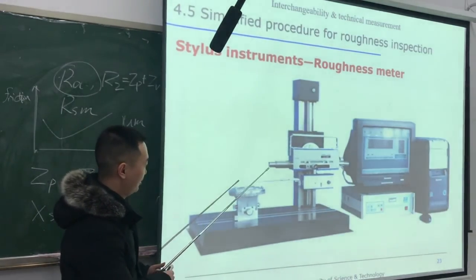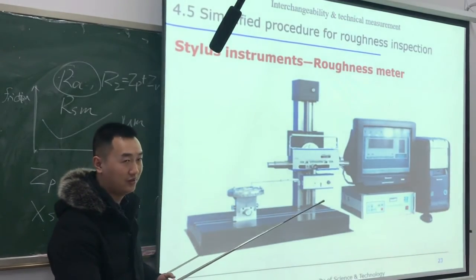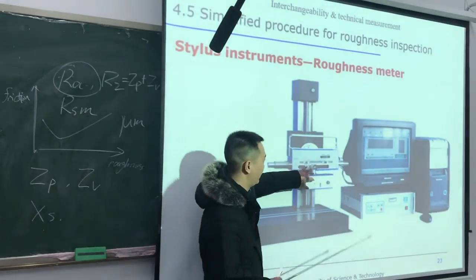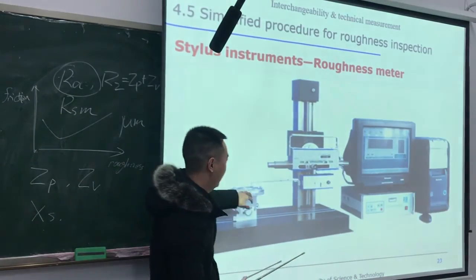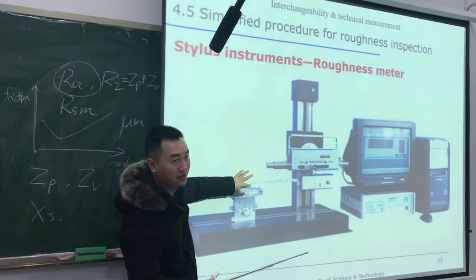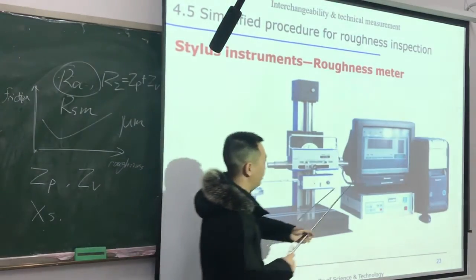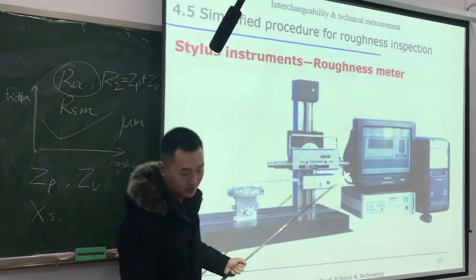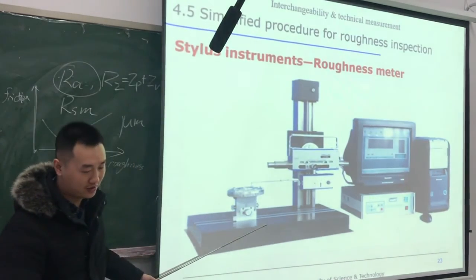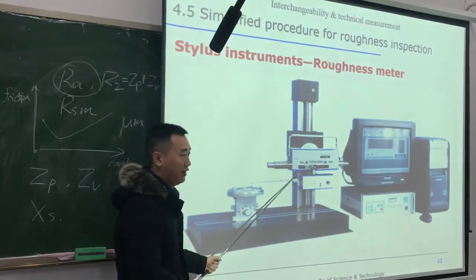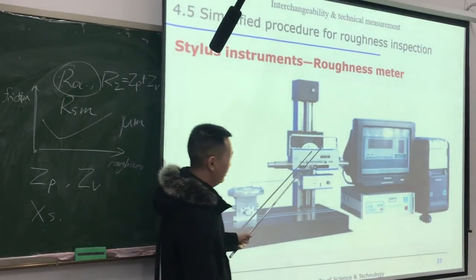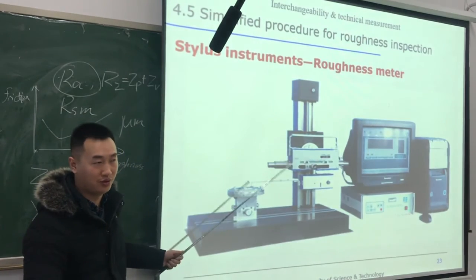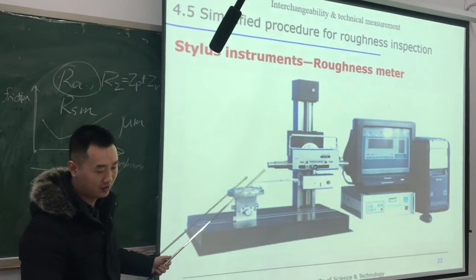around on the surface of the workpiece, and you can use electronic devices to magnify the displacement of the probe, and it can generate the profile on the computer. It can also be called a roughness meter. It's a very high precision measurement, and we are doing the experiment next week. Next week we are doing an experiment on how to measure the roughness.